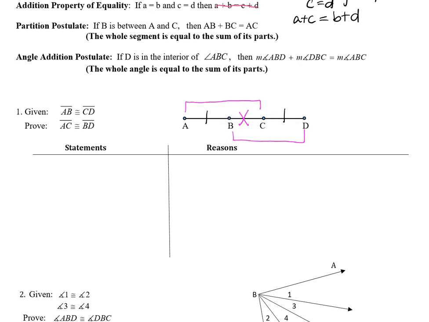Okay, so let's write this out. So here are my givens. Okay, now like I said, we have to talk about BC. This is the congruent part that's going to be shared between these two segments. So BC is congruent to itself by the reflexive property.